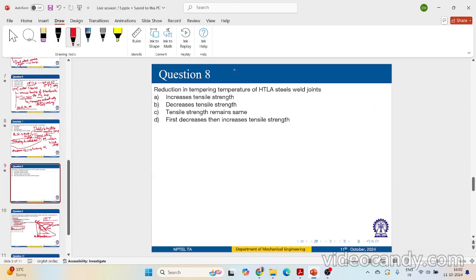So next, if you have no question, we'll be talking about this HTLA, heat treatable low alloy.